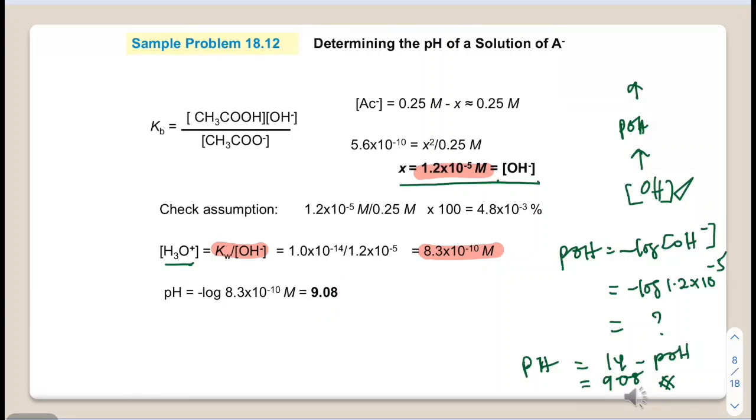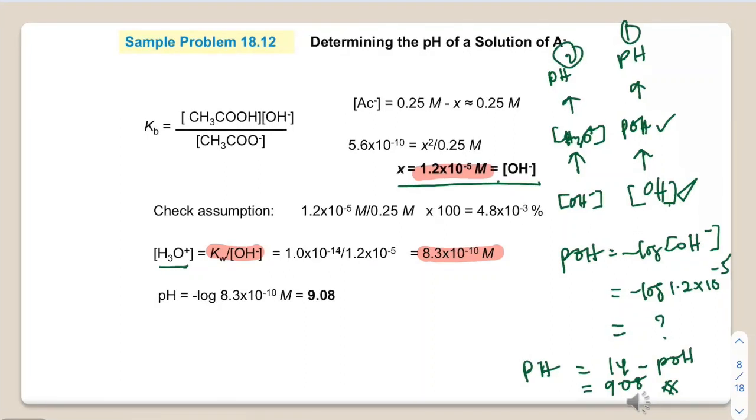There are two methods. Either you follow this way, from the concentration of the hydroxide ion, calculate pOH, and then you get the pH. Or the second pathway, from the concentration of the hydroxide ion, you calculate the concentration of the H3O plus, and from the concentration of the H3O plus, you calculate your pH. Either the first pathway or the second one.